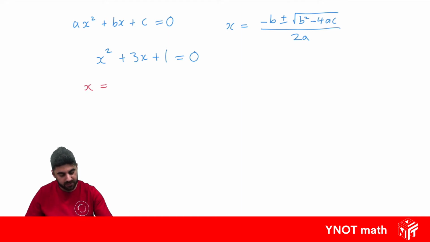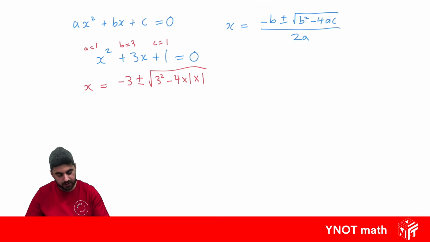So we know x equals minus b. In this case, a is equal to 1 because it's the coefficient of x squared, b is equal to positive 3, and c equals 1. So x equals minus b, so minus 3, plus or minus the square root of b squared, so 3 squared, minus 4 times a, which is 1, times c, which is 1, all over 2 times a, which is 1. So we get minus 3 plus or minus the square root of 3 squared is 9, minus 4 times 1 is 4, all over 2 times 1, which is 2.